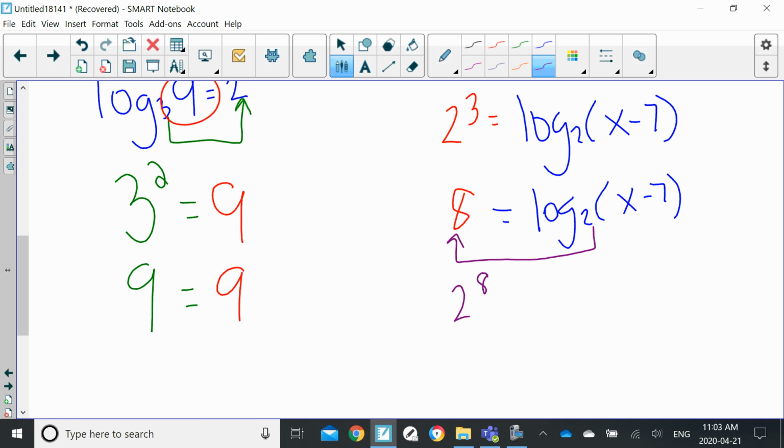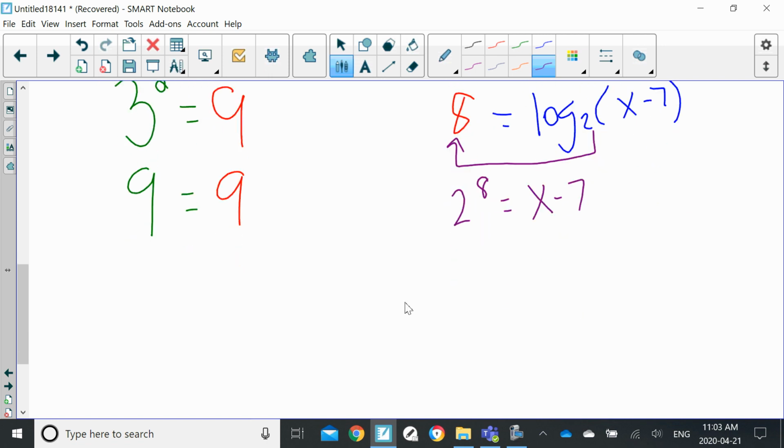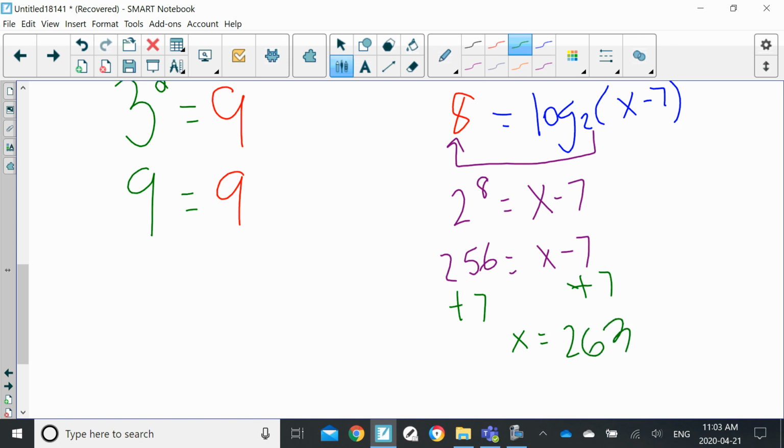So 2 to the power of 8 is equal to, and it's always going to be equal to the argument, x minus 7. Evaluate what 2 to the power of 8 is, and you should get 256 is equal to x minus 7. And from here, isolate x by adding 7 to both sides. And you should have isolated x, and you would get x is equal to 263. Okay, and that would be your solution.